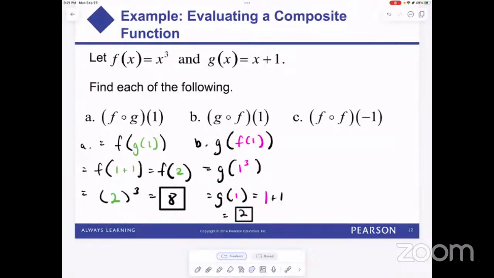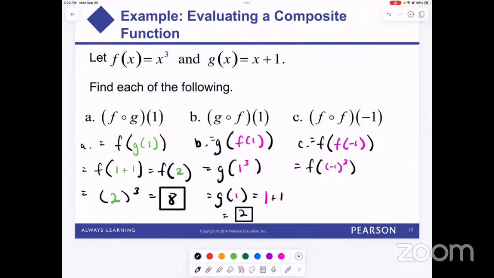And then for C, f of -1. That just means the second function inside the first function. So the second function is going to be f of -1. So what's f of -1? It's going to be -1 to the power of 3.